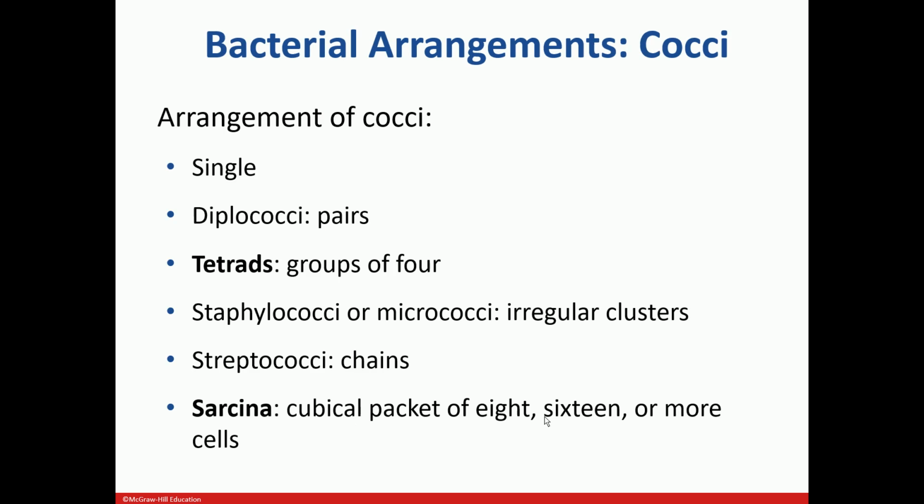Now let's talk about the arrangement. First of all, we are going to talk about the arrangement of the cocci. Cocci are the spherical bacteria. So they can occur as single, they can occur in pairs, they can be in the group of 4. So when they are in pairs, we call them diplococci. When they are in a group of 4, we call them tetrads. They can also form irregular clusters. Example is staphylococci and micrococci, or they can be in chains. Okay, then the typical example is streptococci, or they can be in the packet of 8 or 16. Then they're called sarcinas.